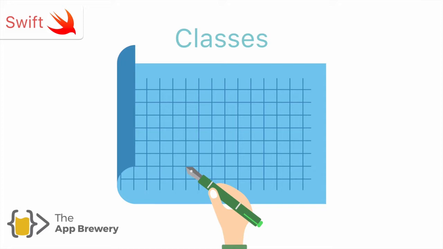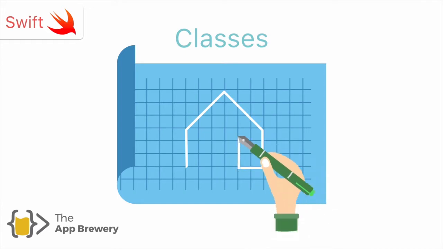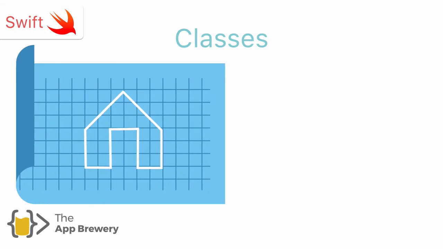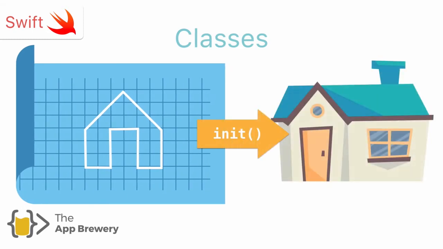Now, classes, like structures, are again a way of defining a blueprint. They're a way for us to plan out properties and methods, and eventually, when we run our app, be able to initialize our class into an actual object. So in this lesson, I'm going to talk about how to create an object from a class.